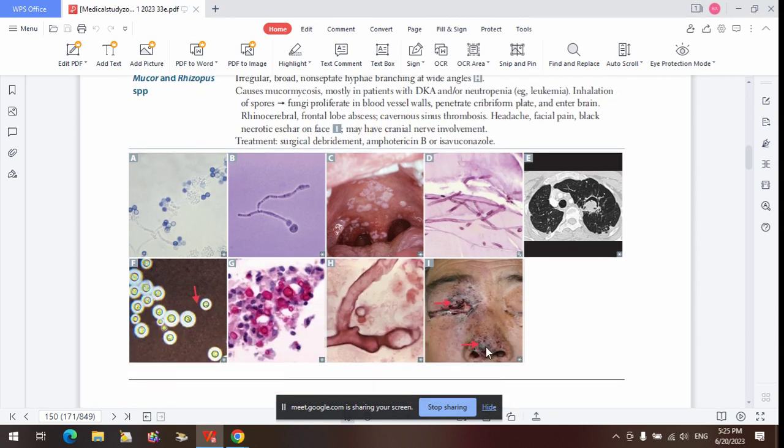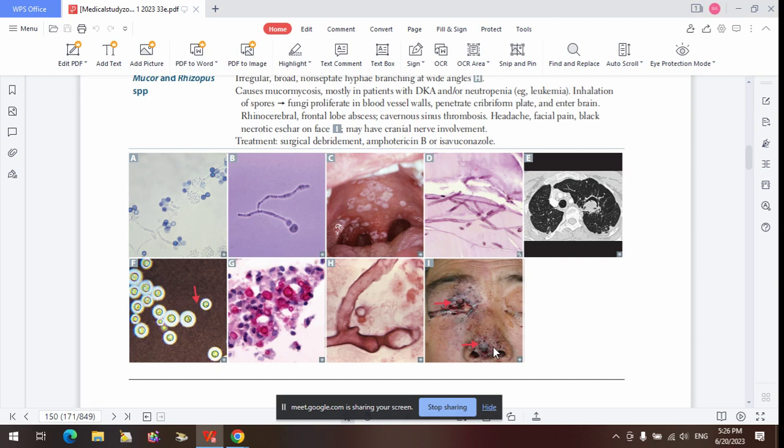Because of this, they are going to have facial pain, and they are going to have formation of a blackish necrotic scar on the face because of the necrosis from the occlusion of the blood vessels. So what do they do next? They find their way through the nose. They get to the cribriform plate.